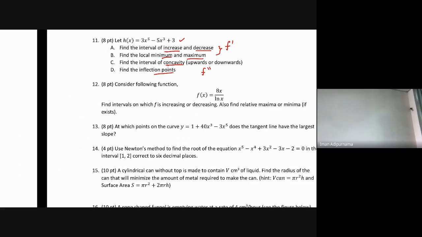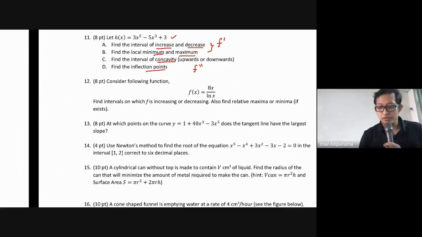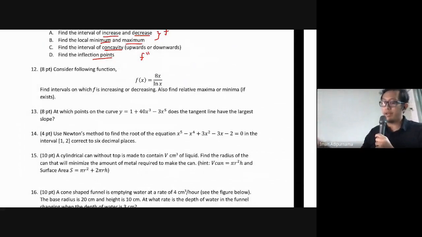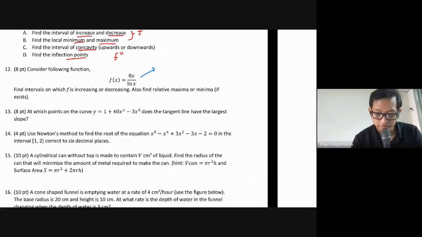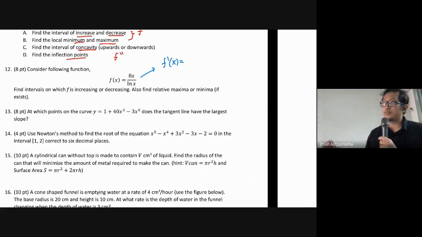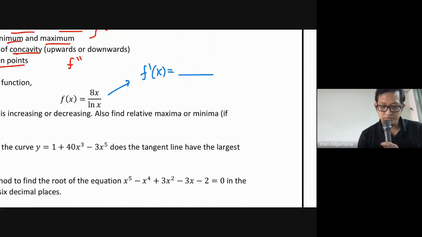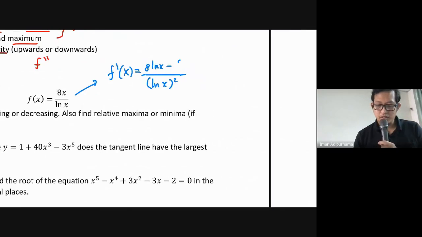If you are not really careful solving number 12, maybe you can write first solving the f prime, because you want to find the increasing, decreasing, and max and min, right? So first find the f prime. Because we have a fraction, we are using the quotient rule. So ln x squared, so 8 ln x minus 8x over x, right? So you get 8 ln x minus 1 over ln x squared.